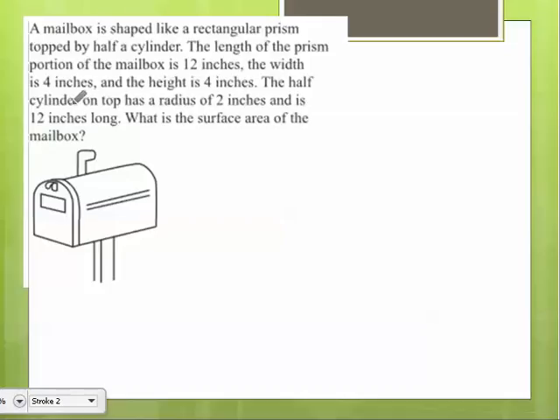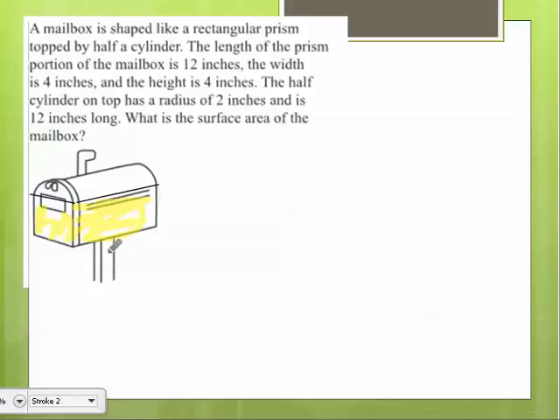A mailbox. Oh my goodness, a mailbox is shaped like a rectangular prism topped by half a cylinder. Where did you see a rectangular prism? Well, if I draw a line from here back to here and from here across, I think you can see the bottom down here and here in yellow is a prism. That's nice. Well, we're going to use a prism and a cylinder. We're going to use both formulas here, okay?